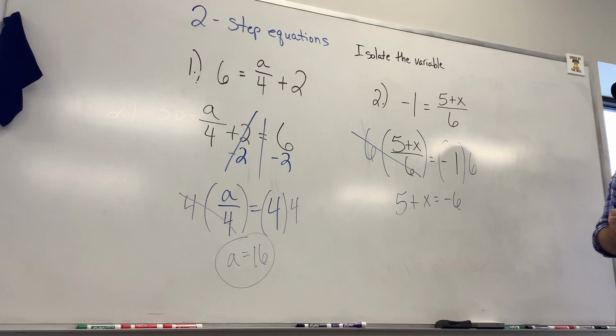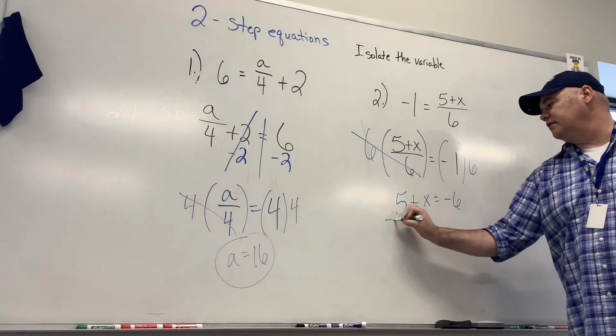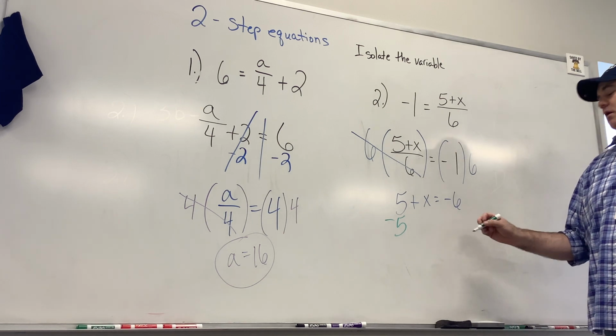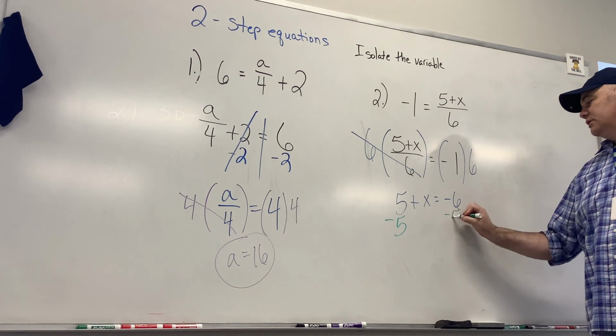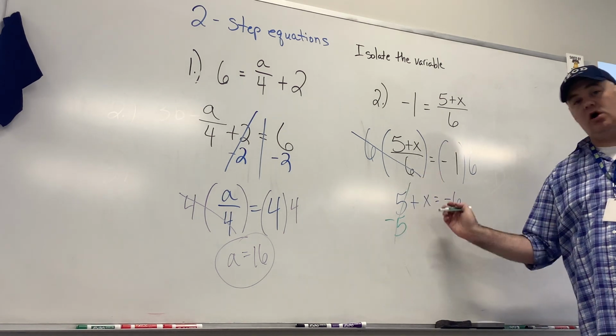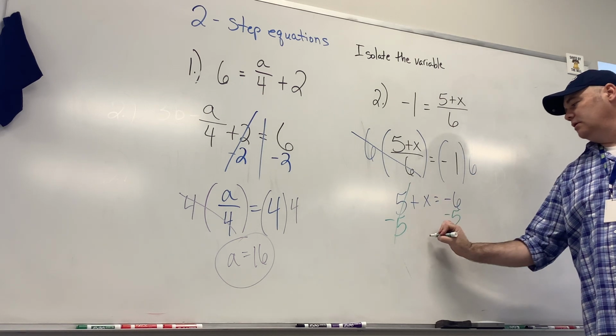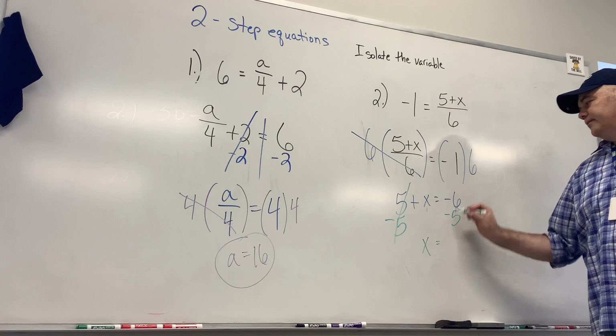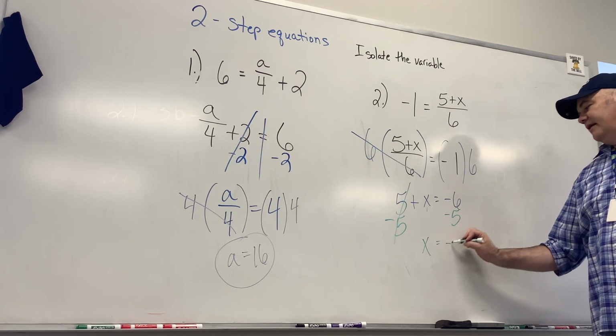Now, at that point, all we need to do is move the 5, and it's out by itself. It's not a fraction anymore. We don't have to worry about fraction rules. We can just subtract it. It's gone. 5 minus 5 is 0. This is a positive x. We don't need the plus sign anymore. Negative 6 minus 5 is negative 11.